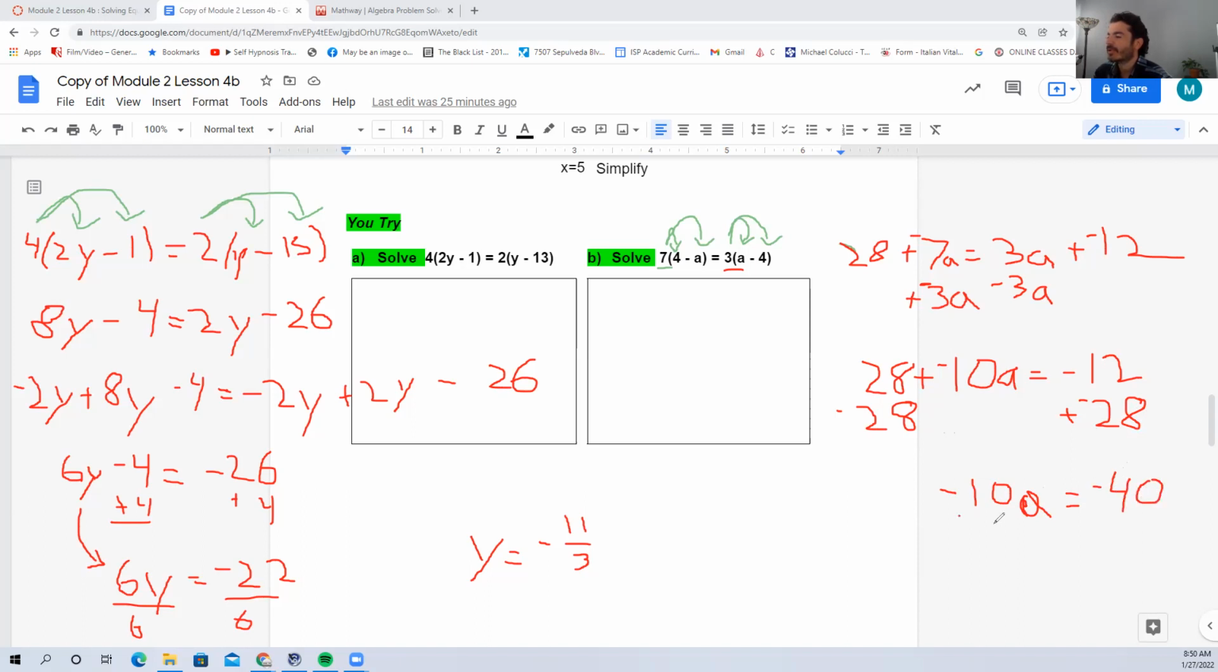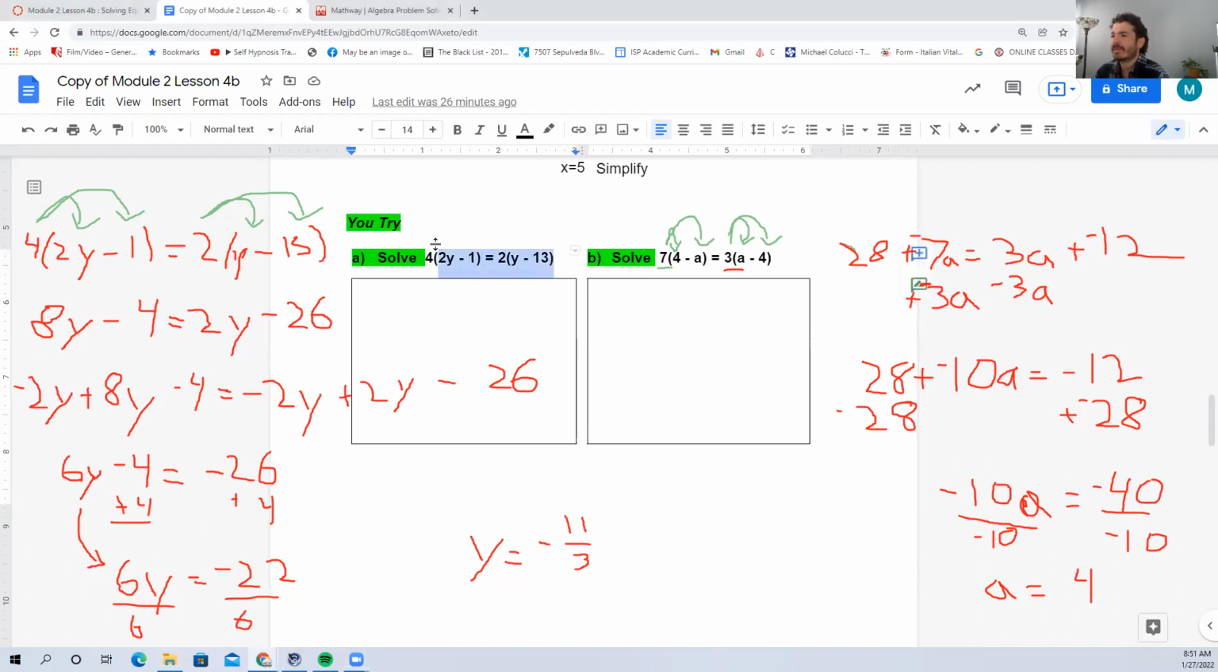My last step, I'm going to multiply by 1/10 or divide by 10 so that the coefficient on the unknown becomes 1. And I'm left with a is equal to negative 40 divided by negative 10, which is 4. Is it negative or positive? Well, two negatives when you're dividing and multiplying become a positive. So in fact, it is positive. Let's check our work really quick.